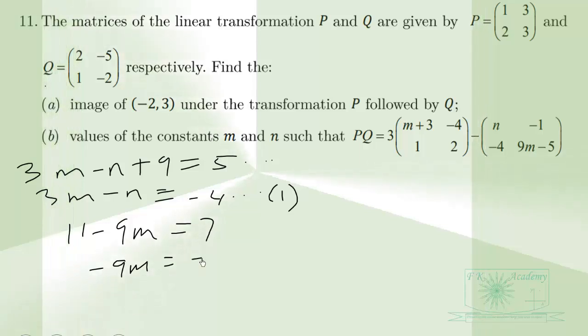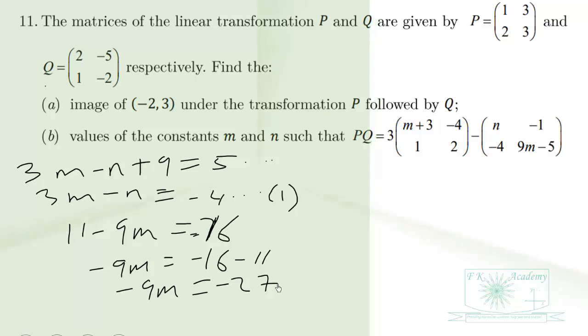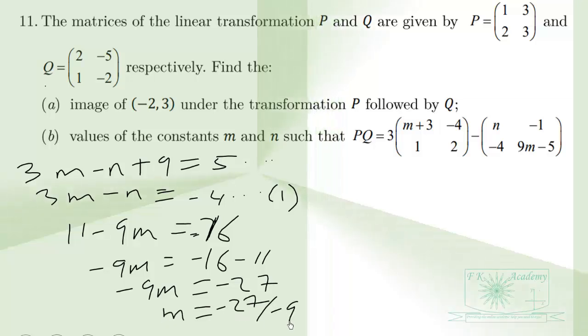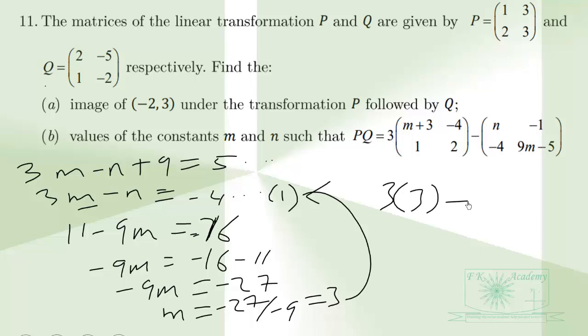So it's not 7, this is negative 16. Negative 16, yeah. So that will give us negative 16 minus 11. So negative 9m will be equal to negative 27. So dividing through by negative 9, m will be equal to negative 27 over negative 9, which is equal to 3. So we can put 3 here into equation 1 to get 3 times m, which is 3, minus n is equal to negative 4.